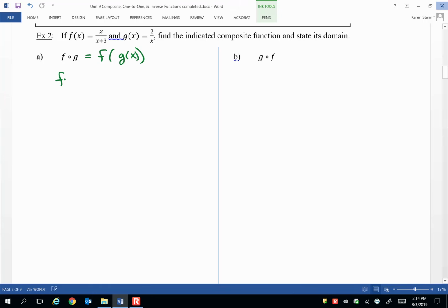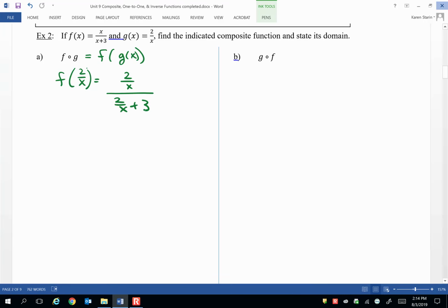So our first step will be, well, we want to take f of g of x. Well, g of x is 2 divided by x. So everywhere in f that we see an x, we're going to replace that x with 2 divided by x. So we're going to have this big rational function, 2 over x divided by 2 over x plus 3. And now we're going to simplify this.